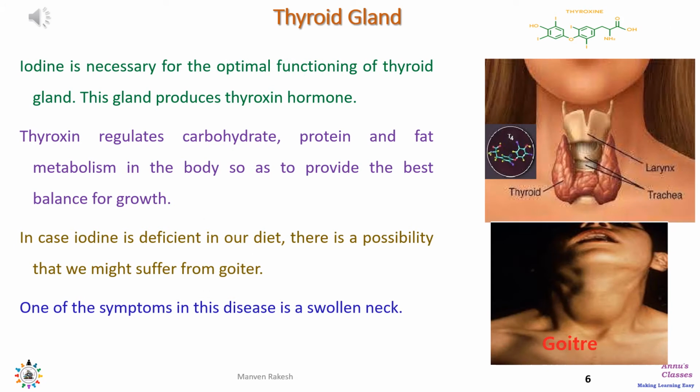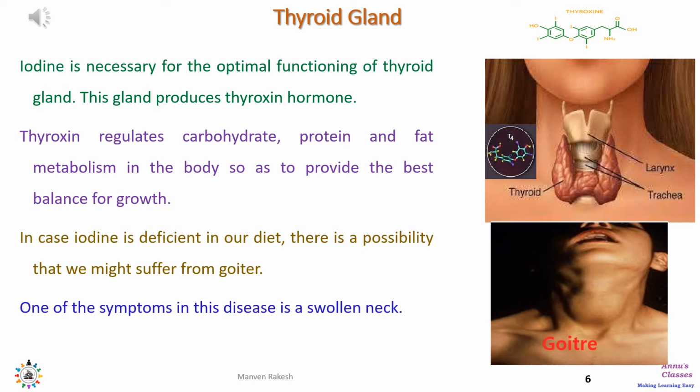Many times when we go to the doctor asking about the remedy for an overweight or underweight problem, in both cases many times the doctor tells us we are suffering from a thyroid problem. What is this thyroid? Thyroid is a gland which sits in our neck area. It produces a hormone called thyroxine. This thyroxine is very important for the regulation of carbohydrate, protein, and fat metabolism in our body.